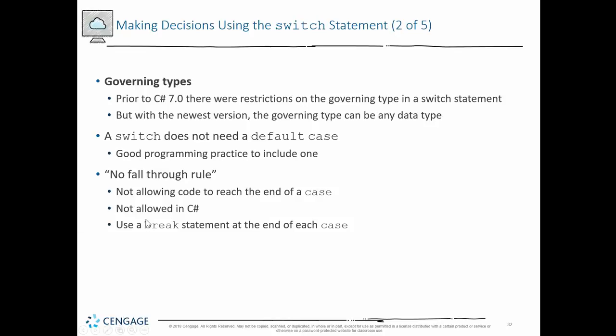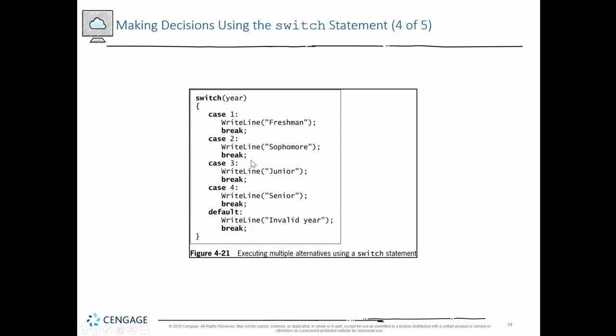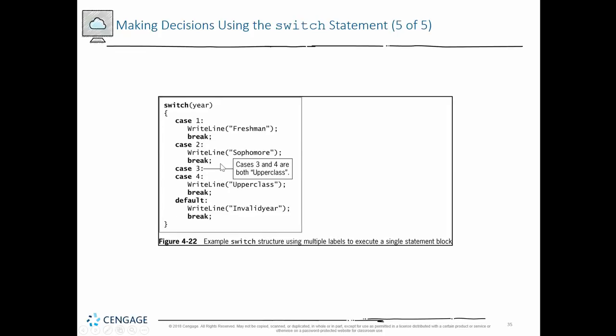You need the break, because if you don't put a break in there, like in this example, if we didn't put the break here, and let's say that the year was 1, it would say freshman and sophomore and junior and senior and invalid year. It would keep looking for a break to get out. All right, so you don't want to do that.